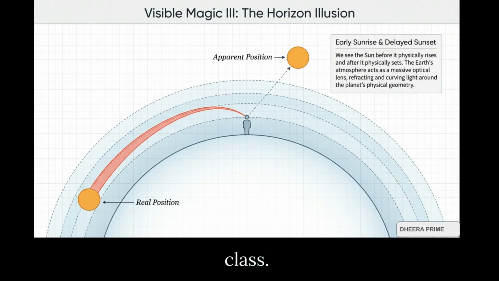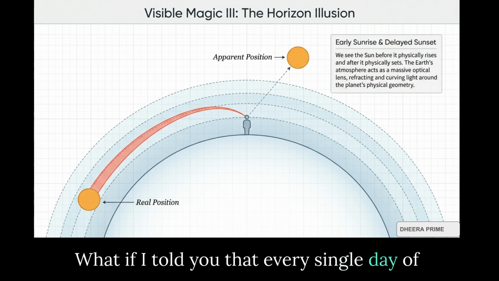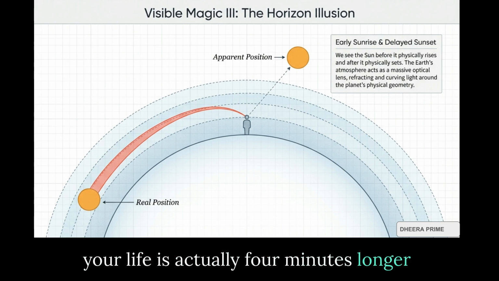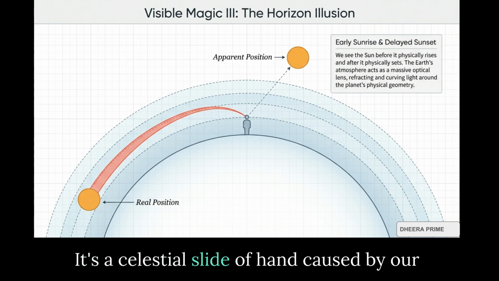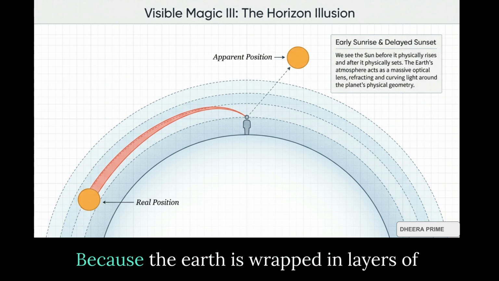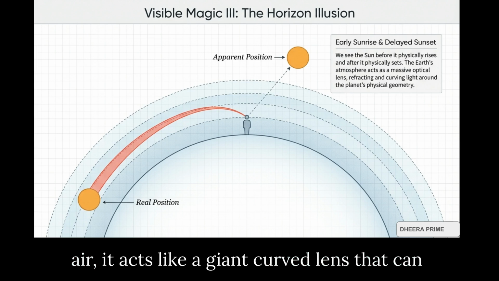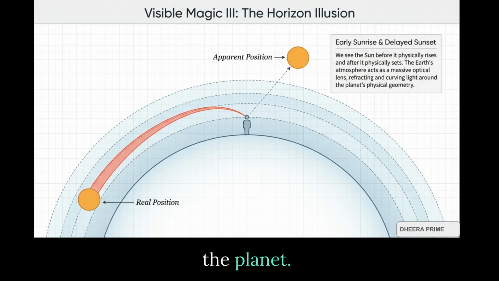bit. Class, what if I told you that every single day of your life is actually 4 minutes longer than it should be? It's not a glitch in the Earth's rotation. It's a celestial sleight of hand caused by our atmosphere. Because the Earth is wrapped in layers of air, it acts like a giant curved lens that can actually bend light around the corner of the planet.